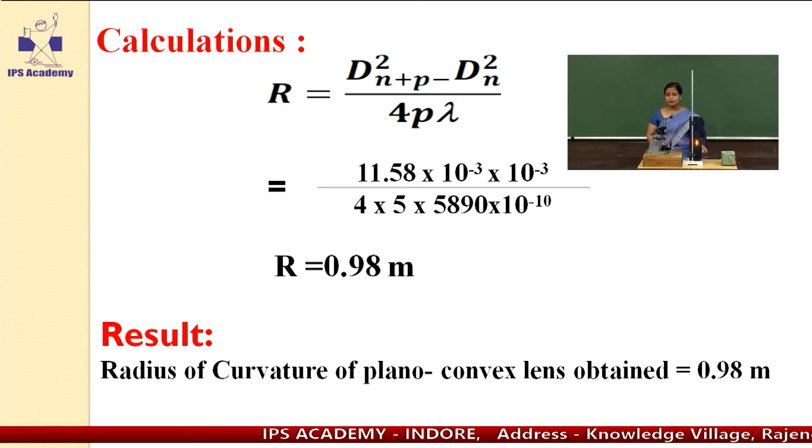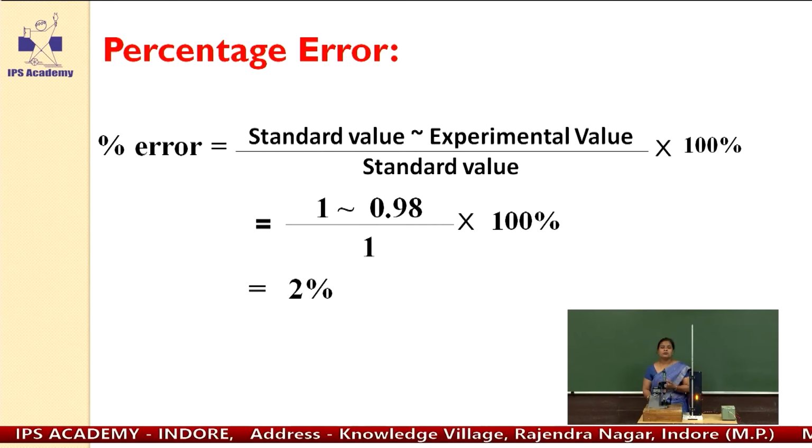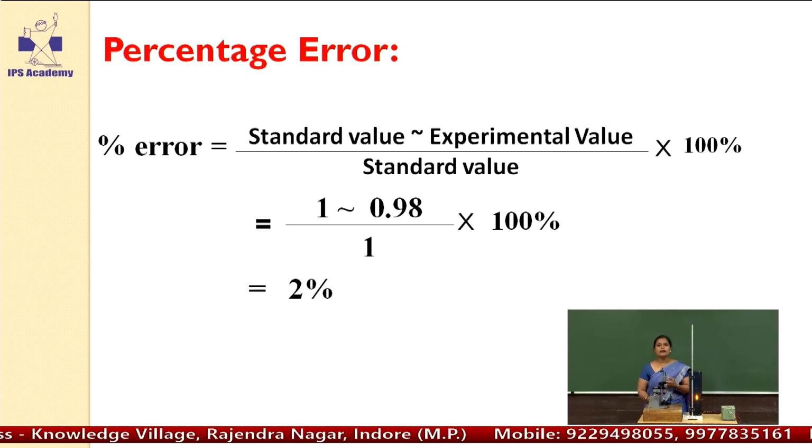Okay, the standard value of this experiment is 1 meter, and we are getting 0.98 meter. So always remember, you should calculate the percentage error in every experiment. The formula for percentage error is standard value minus experimental value upon standard value into 100. So our standard value in this case is 1 meter, experimental value is 0.98 meter, and divided by 1 into 100 we will get 2% error.